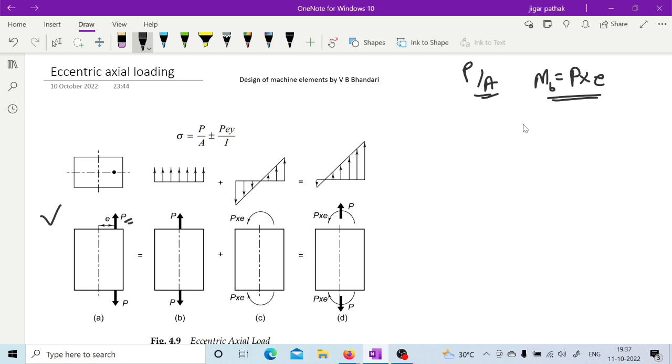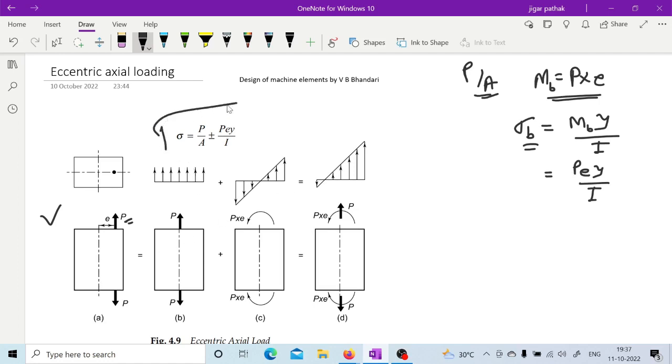So once this moment is also present, then what is going to happen? Can anyone tell? If this moment is also present, then which other stress is going to come into the picture? Bending. Yeah, bending stress, right? This bending stress, we have just now seen, is M y upon I. So this P e y upon I will be another stress which needs to be taken care of because of this eccentricity.